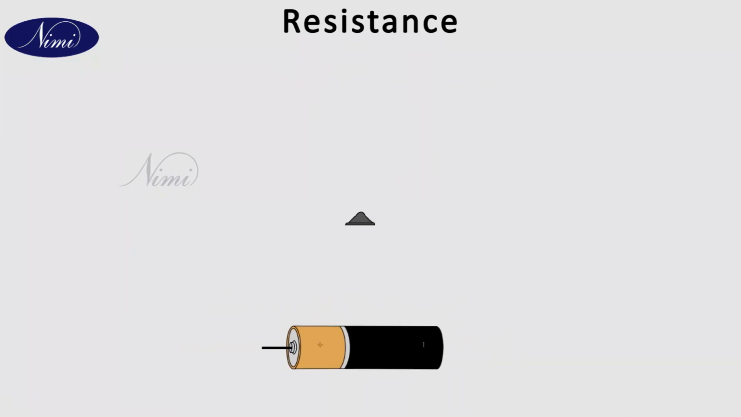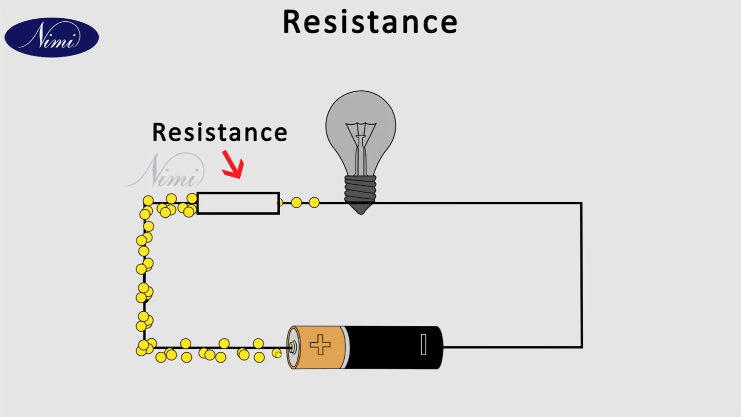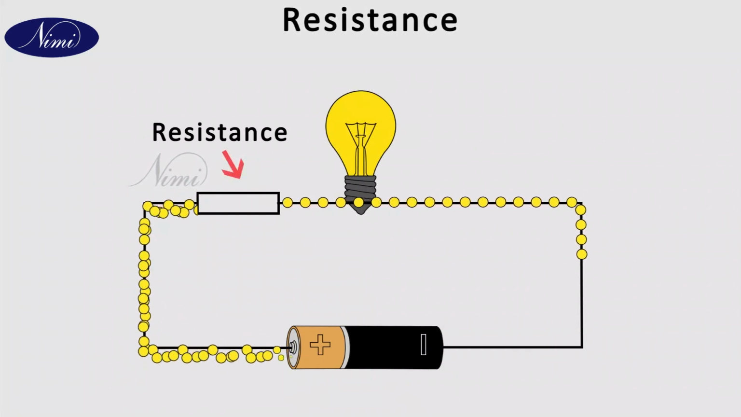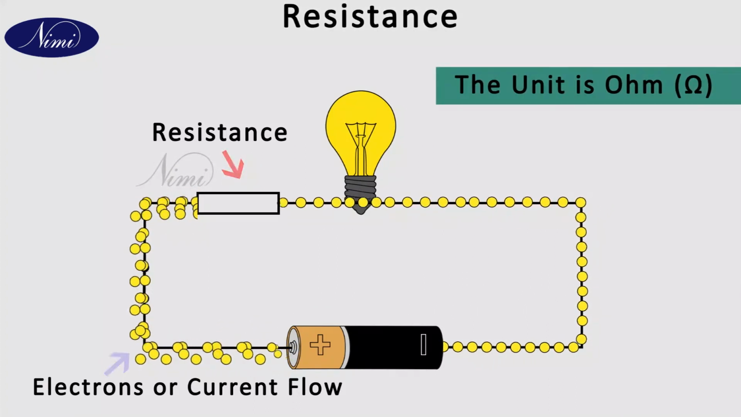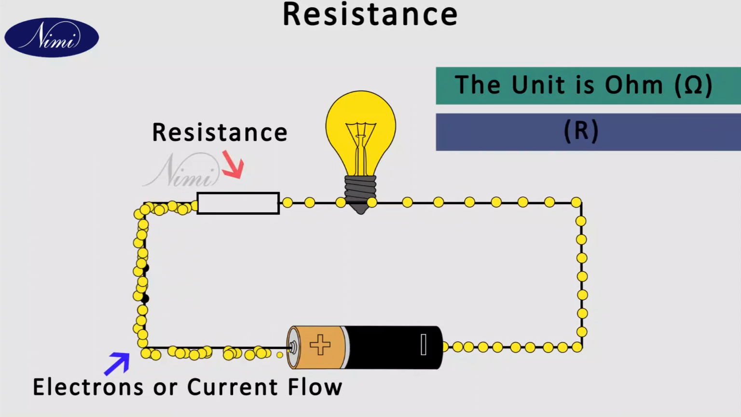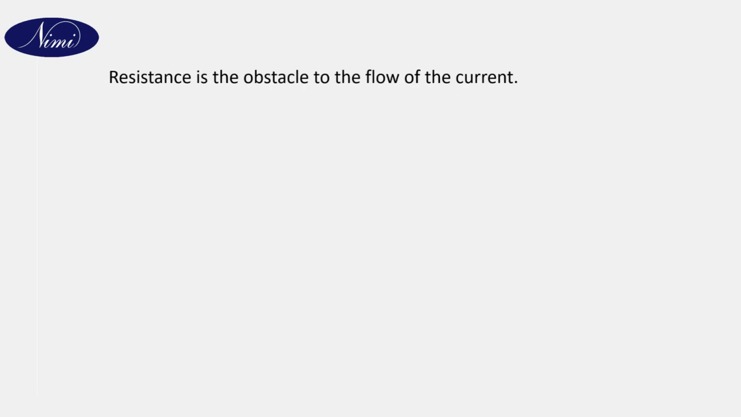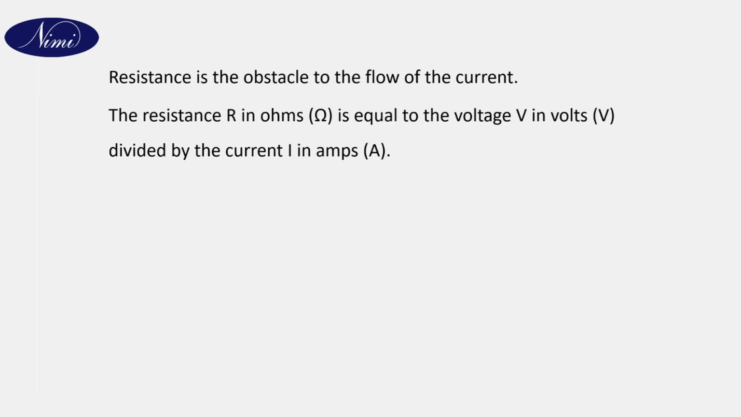Now, let us understand resistance. Resistance is the property of a conductor that opposes the flow of electrons or current in the circuit. The unit of resistance is ohm and is denoted by letter R. In simple terms, resistance is the obstacle in the flow of the current. The resistance R in ohms is equal to voltage V in volts divided by the current I in amps. R is equal to V divided by I.